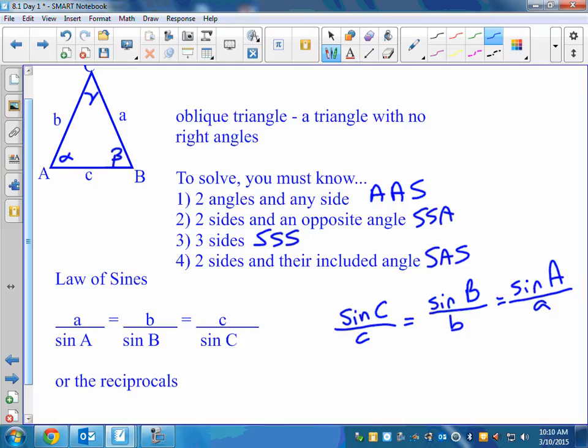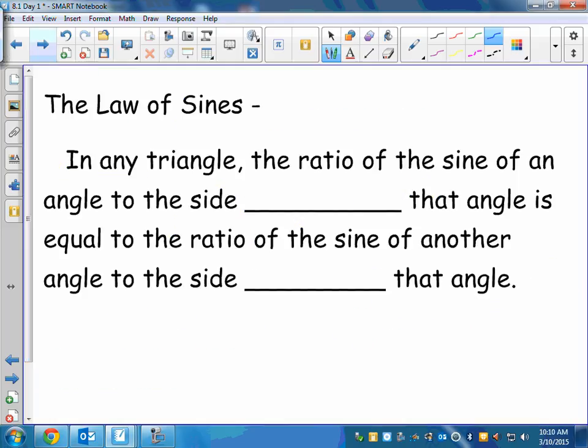And so then I wrote it out in words for you, just so that you could see what we're saying, that the ratio of the side over the sine of its angle is equal to the other ones. I think I made you fill in the blank, right? In any triangle, not just a right triangle, the ratio of the sine of an angle to the side opposite that angle is equal to the ratio of the sine of another angle to the side opposite that angle.